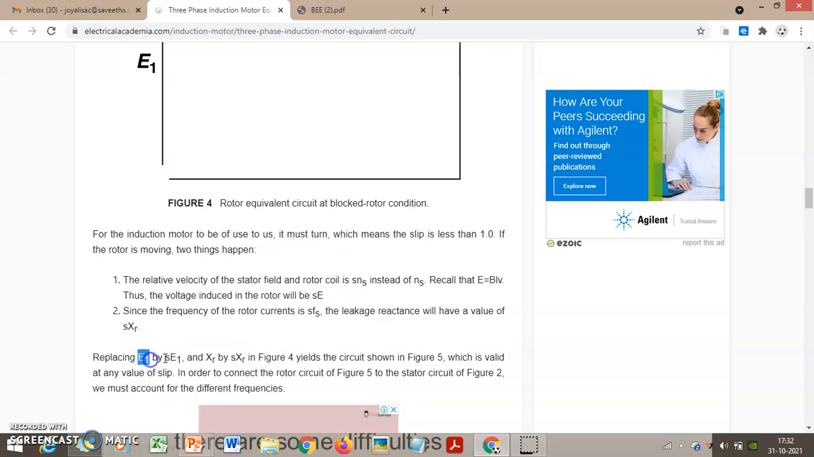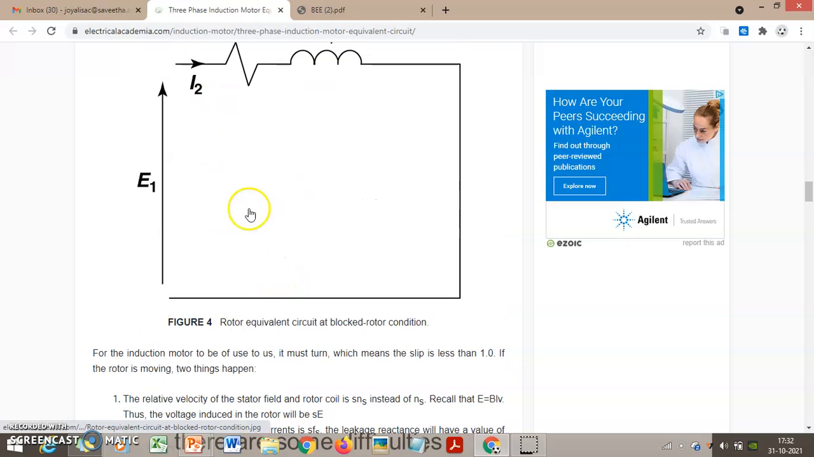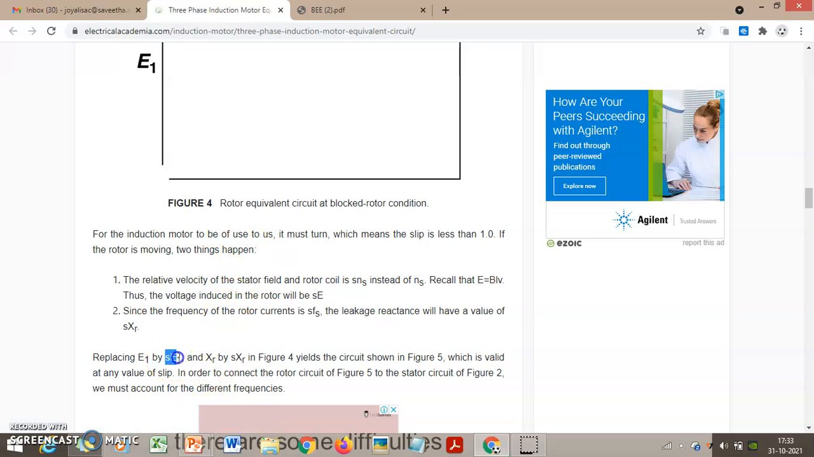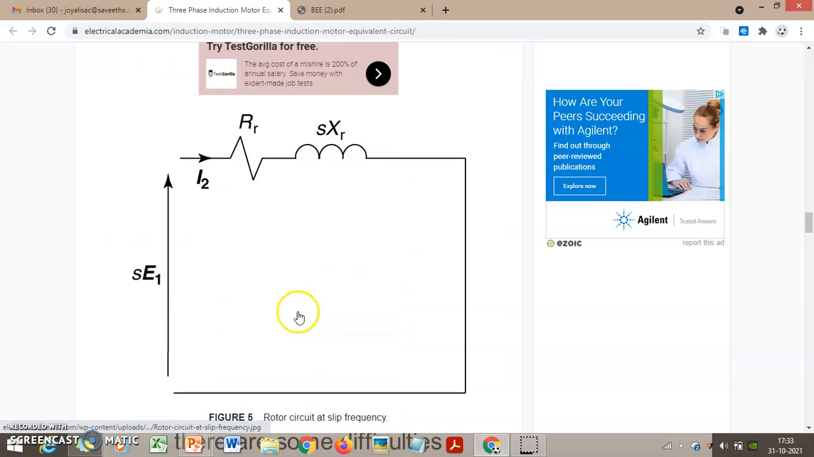So E1 should be replaced by S into E1, and XR should be replaced by S into XR. These two changes should be incorporated. So for the rotor alone, we incorporate SE1 and SXR. The current circuit will be changed like this. The input is S into E1 for the rotor, and the I2 current is the same. RR will not change, so it will be RR. XR is changed as S into XR. Here S denotes the slip of the motor.